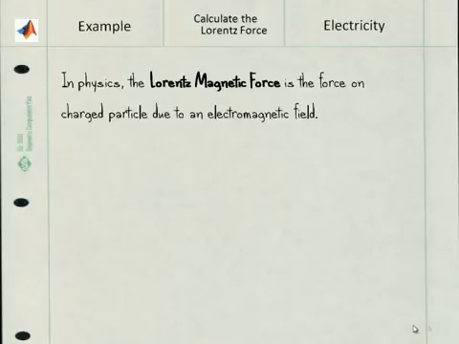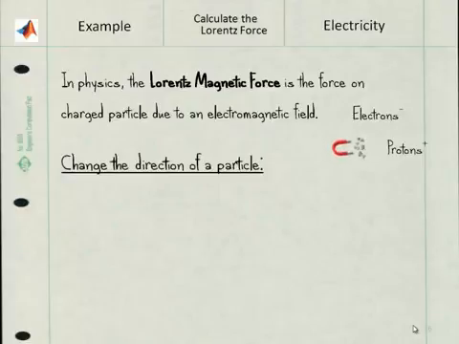Example 2 also deals with physics. The Lorentz magnetic force is the force on a charged particle due to an electromagnetic field. Charged particle, what is it? Well, electrons and protons are charged particles. And an electromagnetic field. Imagine you have a magnet, there's an electromagnetic field. Just like electromagnetic fields attract metal, they also attract electrons and protons.